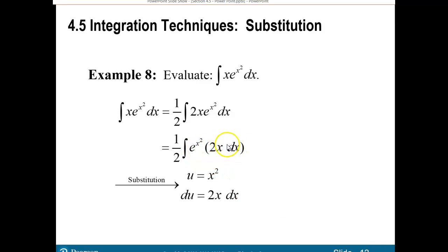The reason for that is we want to let u be x squared, so du is 2x dx. So the 1/2 is in the front. This was my u, so I'm going to get e to the u, and then all of this stuff is just du. So the antiderivative of e to the u is itself, so the 1/2 stays, antiderivative is itself, plus the c. Now I go back and put in my x squared, which was my u.